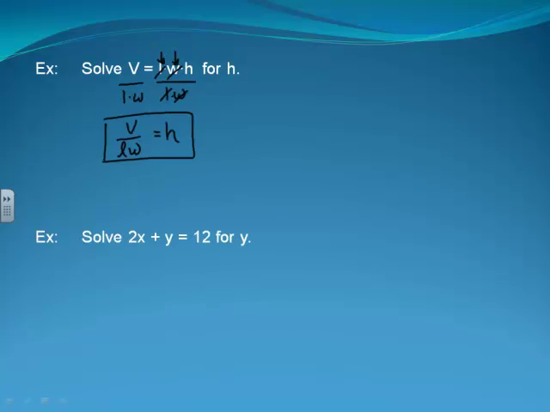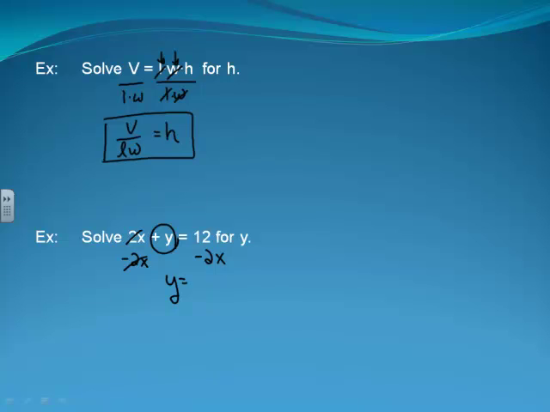All right, so let's do this one. Let's solve 2x plus y equals 12 for y. Now what that means is we want to get y by itself and move everything else to the other side. Therefore, we're going to need to move that 2x. That's a positive 2x, so to move it, we're going to have to subtract it from both sides. 2x minus 2x is 0x, and 0x is 0. So now we've got y on our left-hand side.